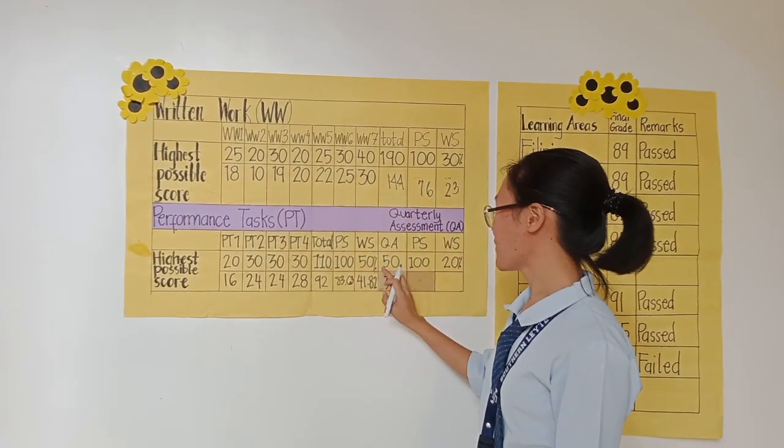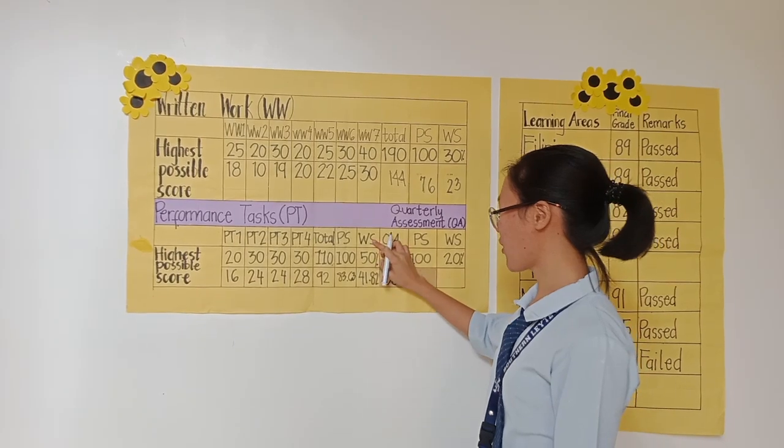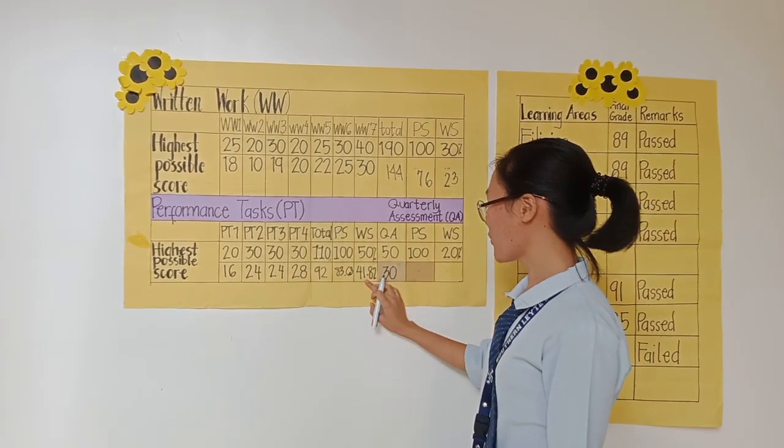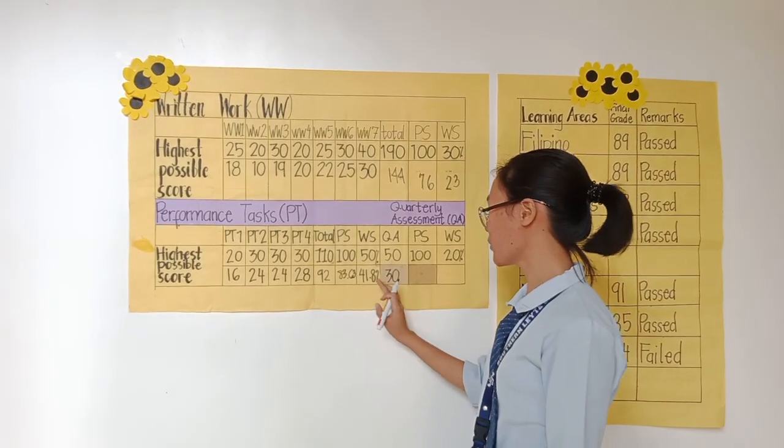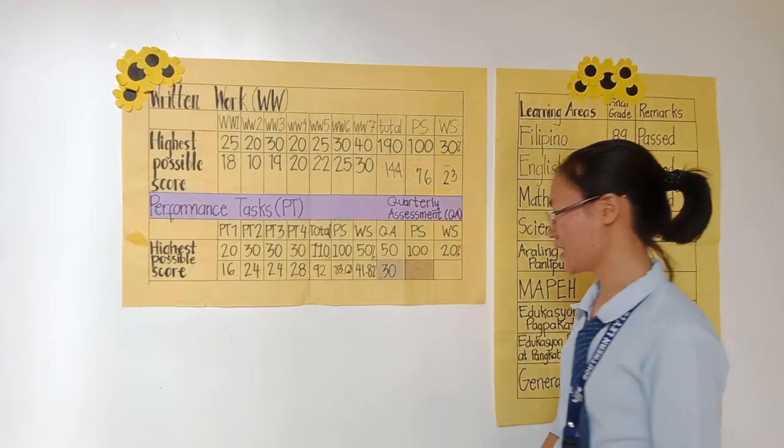83.63 times 50%, the weighted score is 41.815. Then round it up, so it will become 41.82.